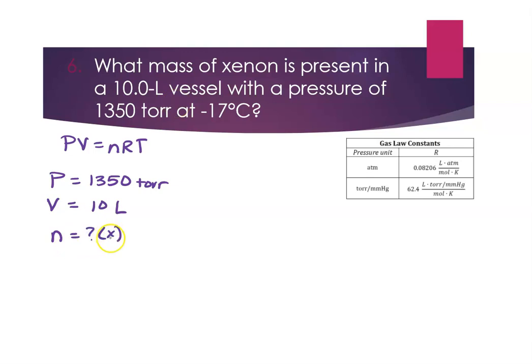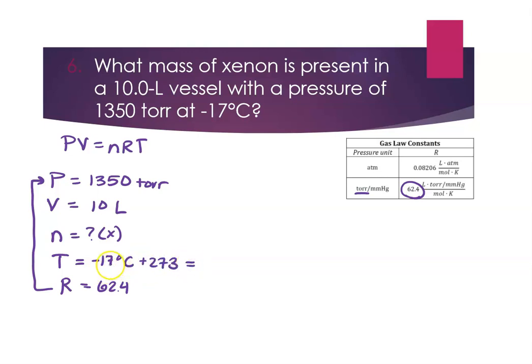So even though we're solving for N, if it's asking for mass, we're going to have to take our moles and then convert them into mass using molar mass. And then our temperature is going to be negative 17 degrees Celsius. And then for R, we look at our pressure, which is in torr, so this is 62.4 for our R value. All right, we do need to convert our temperature into Kelvin. So negative 17 plus 273 equals 256 Kelvin.